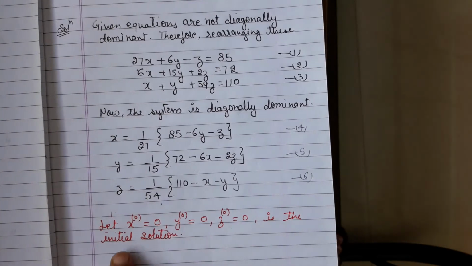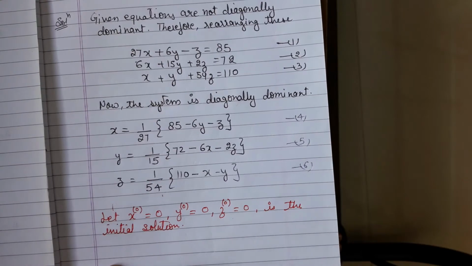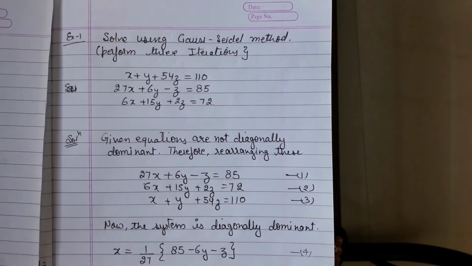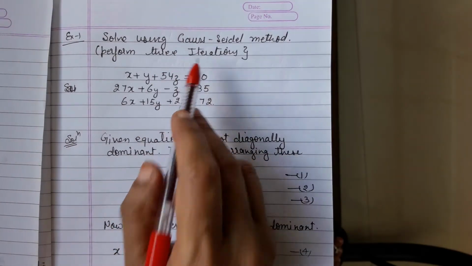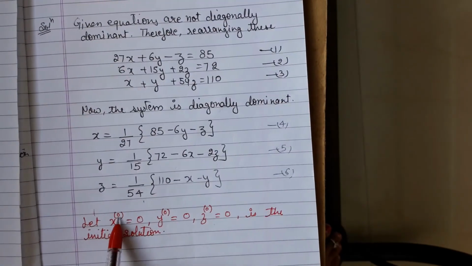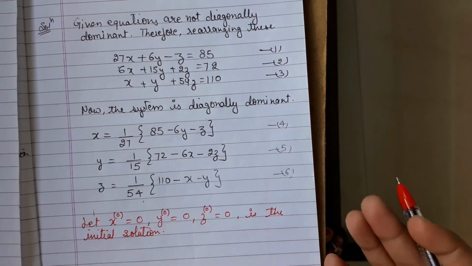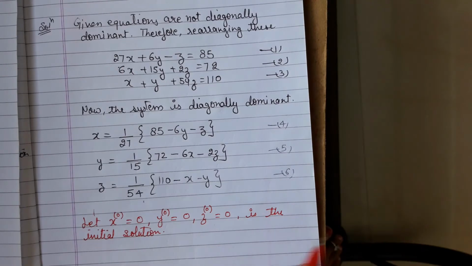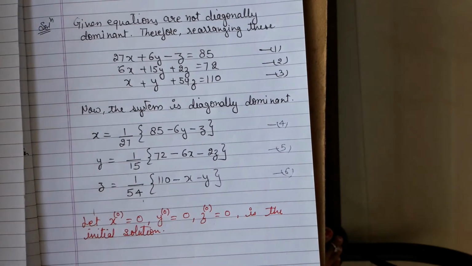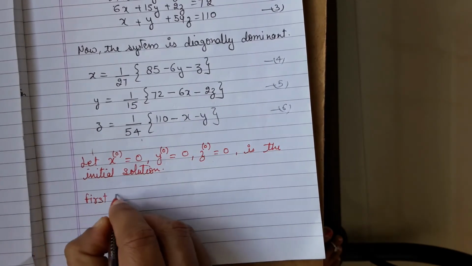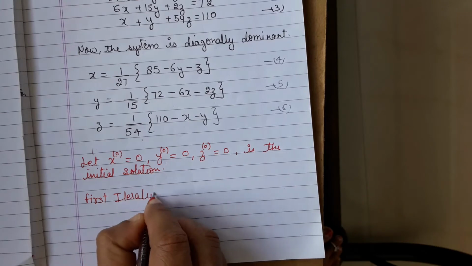So we start with the initial solution, and how many iterations do we have to do? We have to do 3 iterations. It is given in the question that we have to do 3 iterations. This is the initial solution, that is why we have written 0. Now we have to find x1, y1, z1, then x2, y2, z2 and x3, y3, z3. Up to 3 iterations we have to do. So we start with the first iteration.